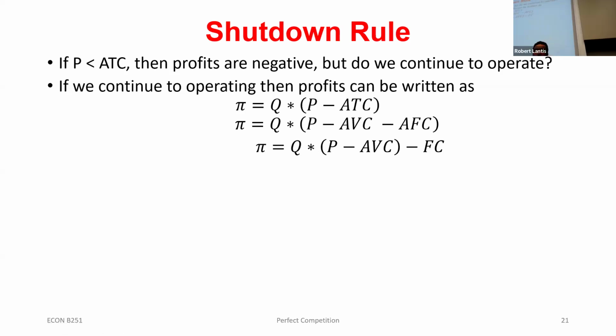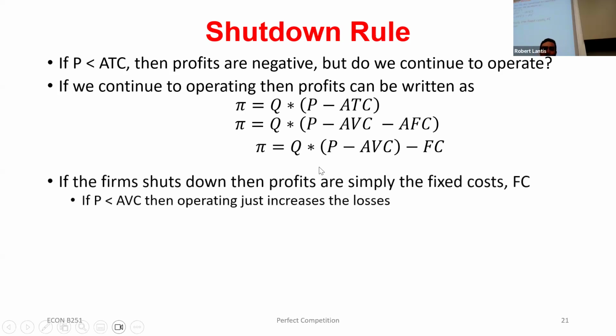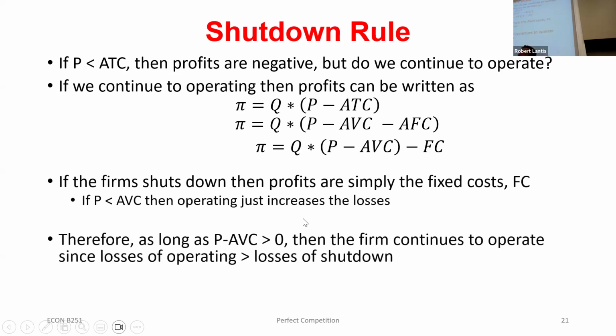So our shutdown rule is simply going to be anytime that price falls below my average variable cost, I'd actually be minimizing my losses by just shutting down. Now, anytime price is above average variable, but below average total, we know profits will be negative, but by staying open, I'm going to be minimizing my losses, or my losses of staying open or operating are going to be smaller than the losses if I simply shut down.